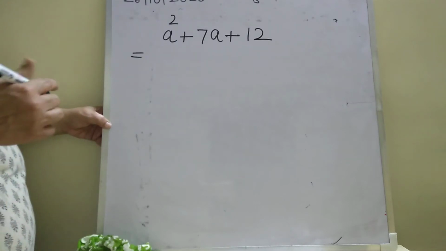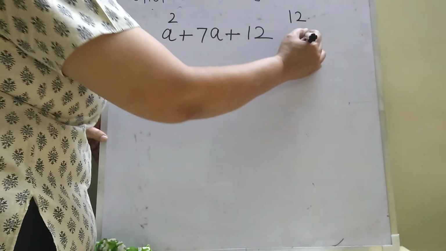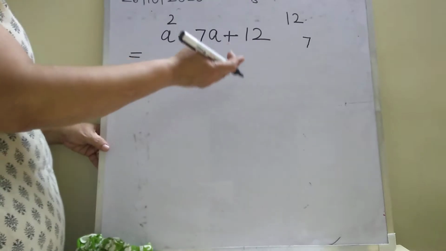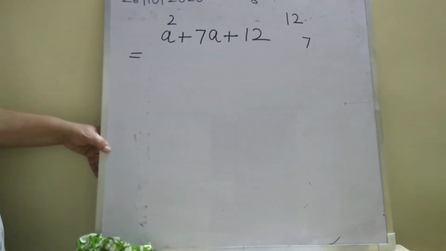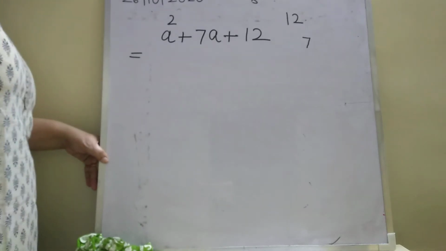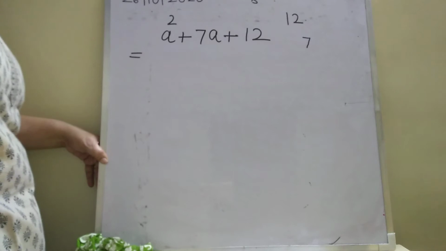Okay, now what is the number you are going to factorize? You are going to factorize 12, and what answer should you get? 7. Okay, and this is plus 7, so we don't have to consider the minus sign. When the minus sign comes, at that time we will talk about it. Till now we are solving the plus only.